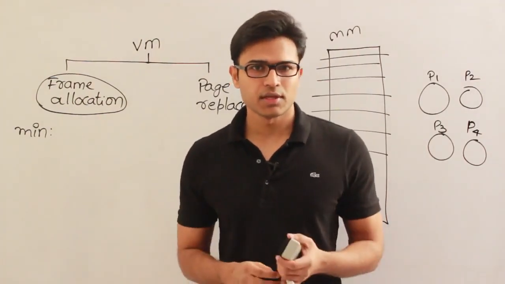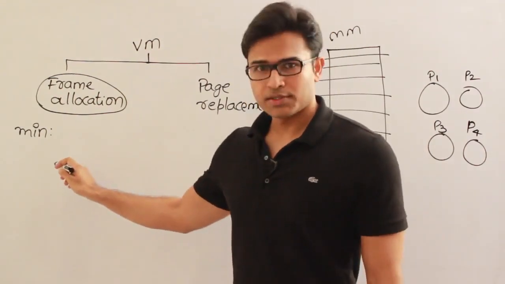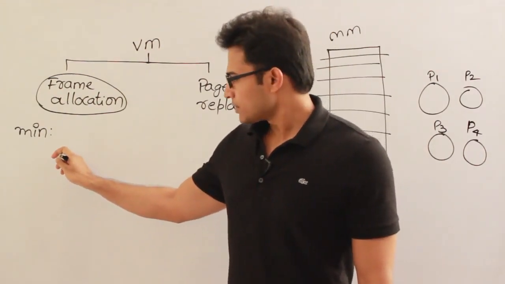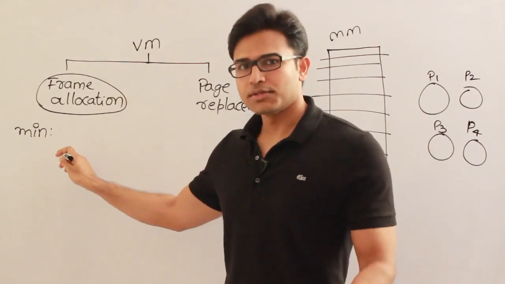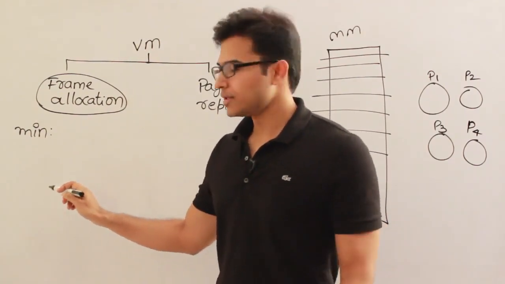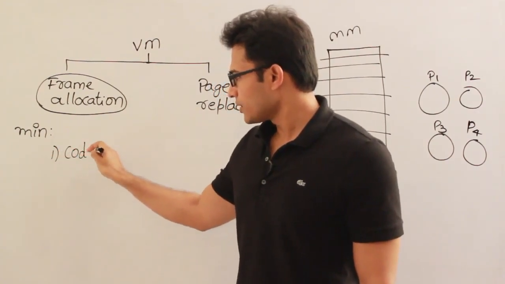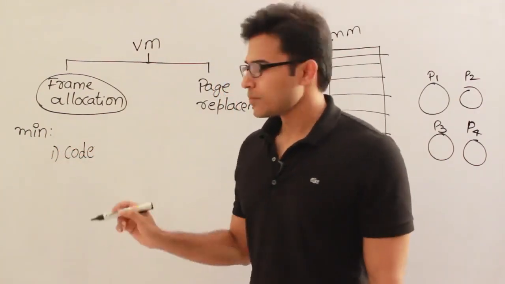How do we require 4 pages in order to run one instruction? Maybe an instruction has to be fetched. Let us say one instruction is there. In order to fetch the instruction, we have to go into a page in which the code is present. Therefore, one page is required from the code segment part.